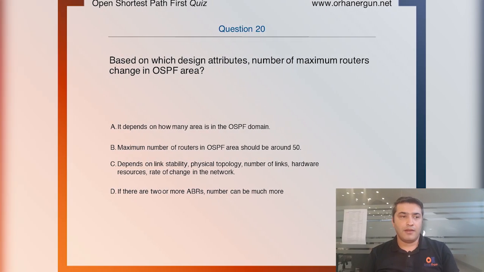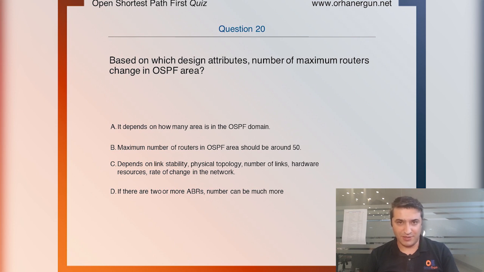Okay. Based on which design attributes does the maximum number of routers in an OSPF area change? It depends on how many areas are in the OSPF domain. The maximum number of routers in an OSPF area should be around 50.